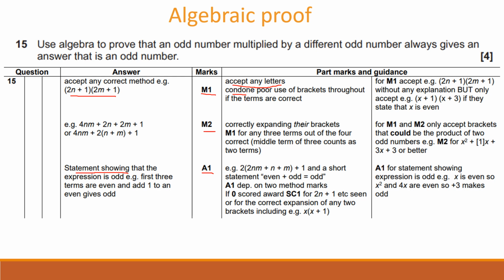Over on the right hand side, it does give any extra information to give you some extra marks in case you didn't do it the method stated, and you can have a look through. It does say SC1 marks for 2n plus 1, etc. seen, or for the correct expansion of any of the 2 brackets, including x times x plus 1. So that could give you a 1 mark down here at the bottom.